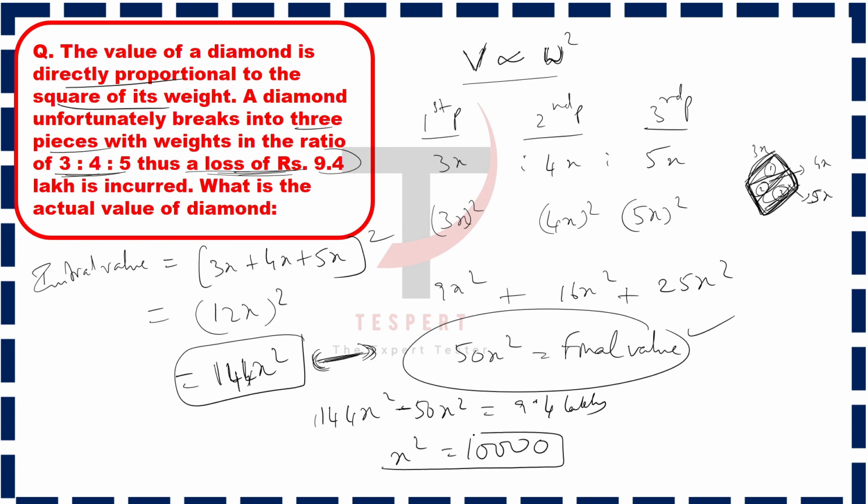X square is equal to 10,000 and the actual value of diamond is 144 x square. So 144 into this 10,000, that is equal to 14.4 lakhs. This is the actual value of diamond.